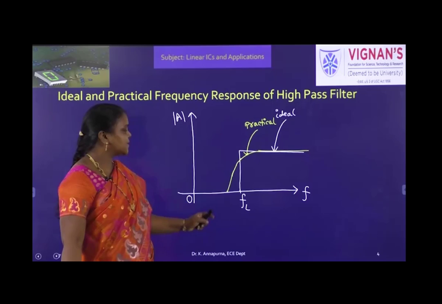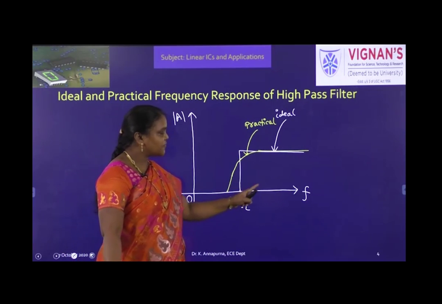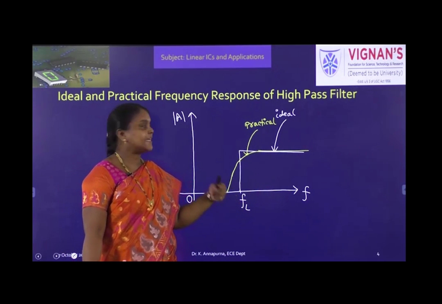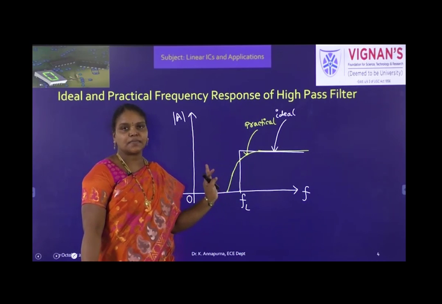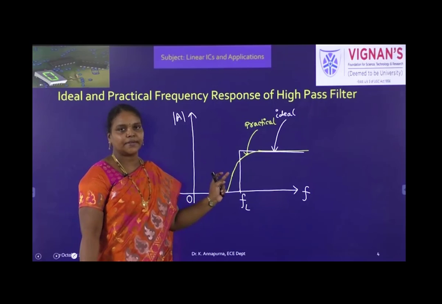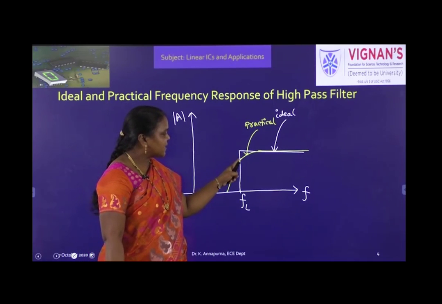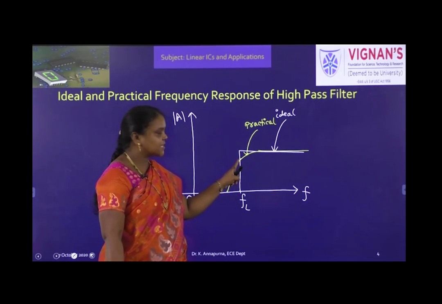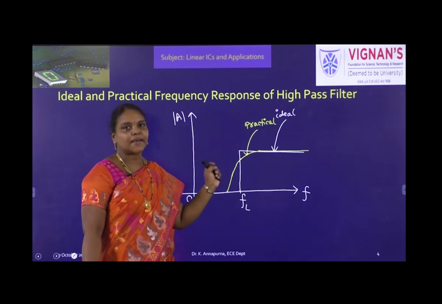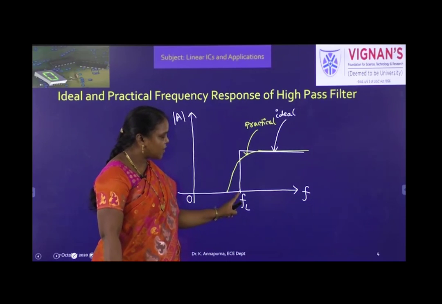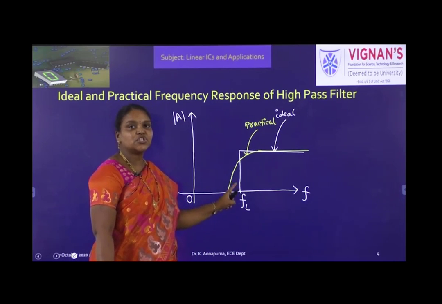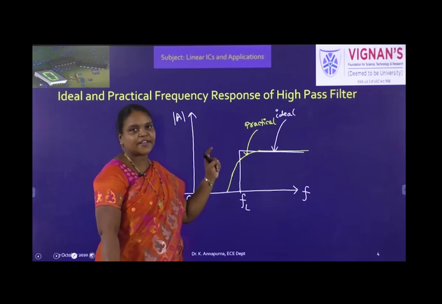In both cases you can observe that from the cutoff frequency to infinite frequency it is offering high gain, and for low-frequency signals it is not passing, offering zero gain. But in the practical response, at the cutoff frequency its gain will be 1 by root 2 times the maximum gain, whereas in the ideal case the gain changes sharply at the cutoff frequency from zero to some finite gain.